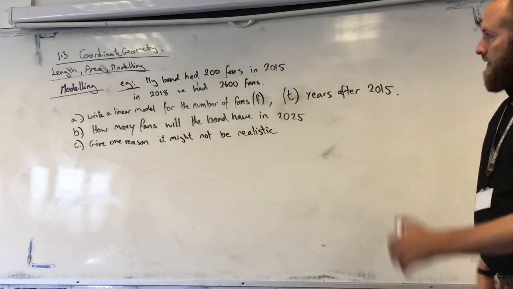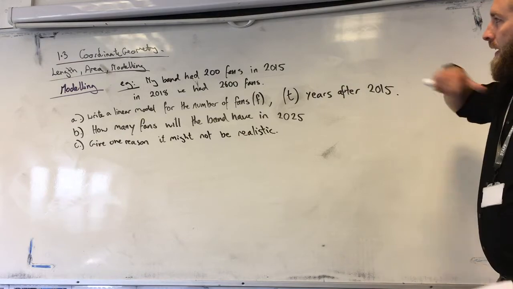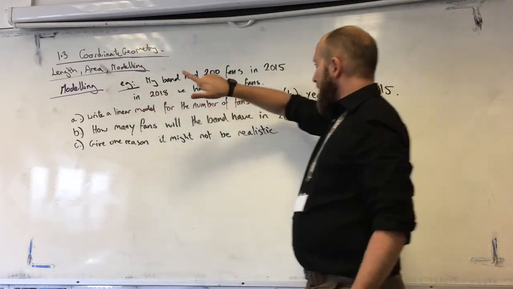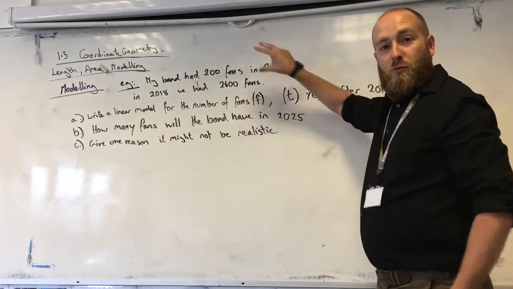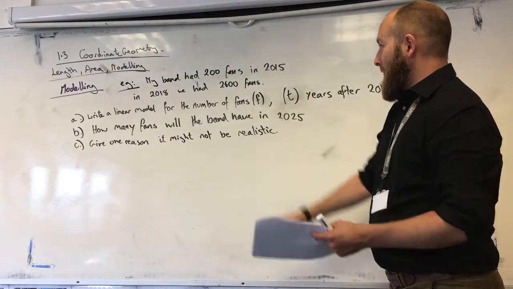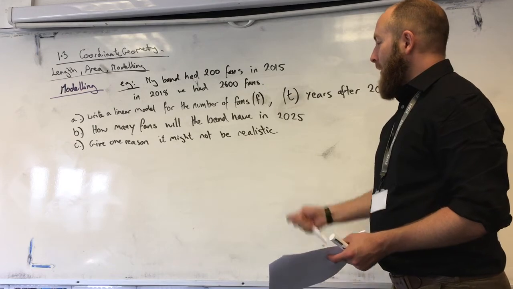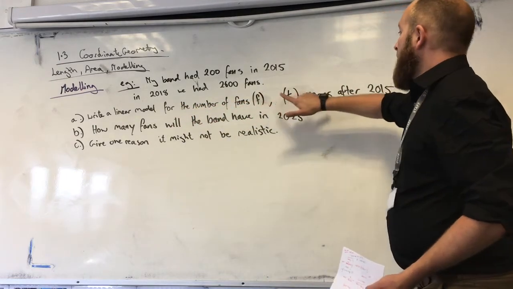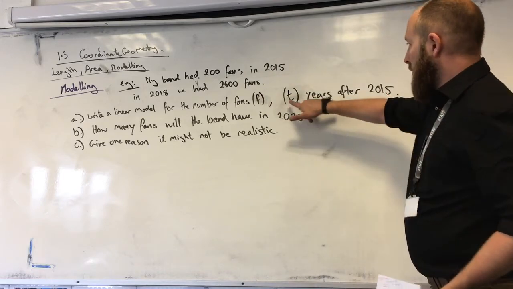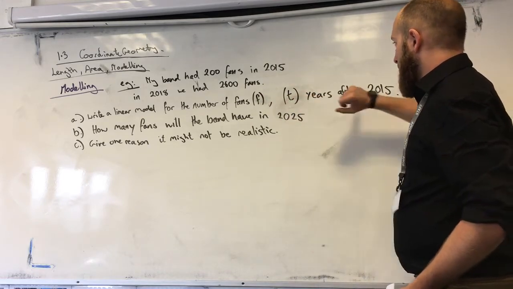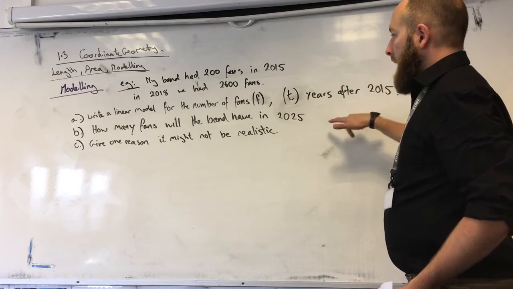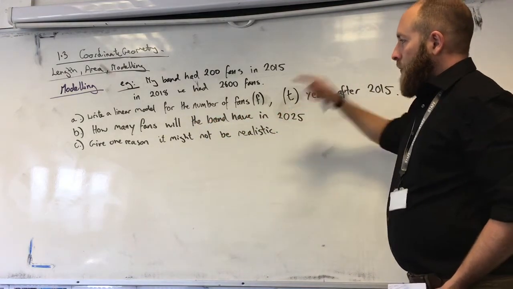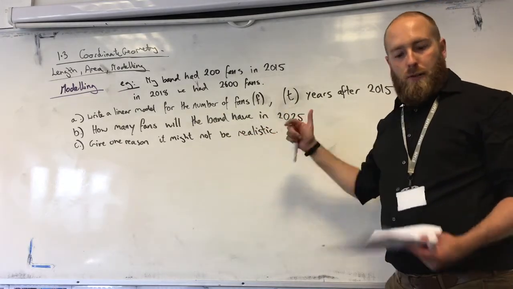Right, so there are 3 parts to this. We're told at the beginning that my band had 200 fans in 2015, and in 2018 we had 2,600 fans. This is all real data from Facebook about my real life band. Part A, write a linear model for the number of fans, which we're going to call F, T years after 2015. So we need to use the letter T for how many years after 2015. Part B, how many fans will the band have in 2025? And C, give one reason that the model might not be realistic.